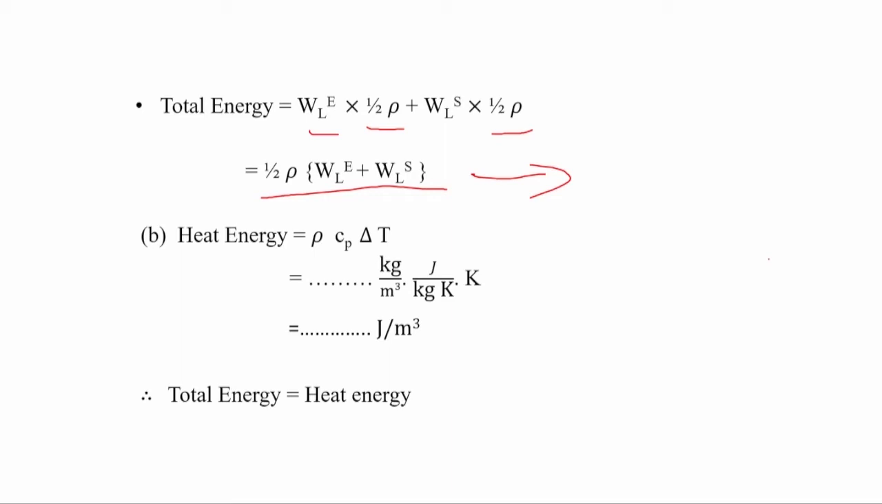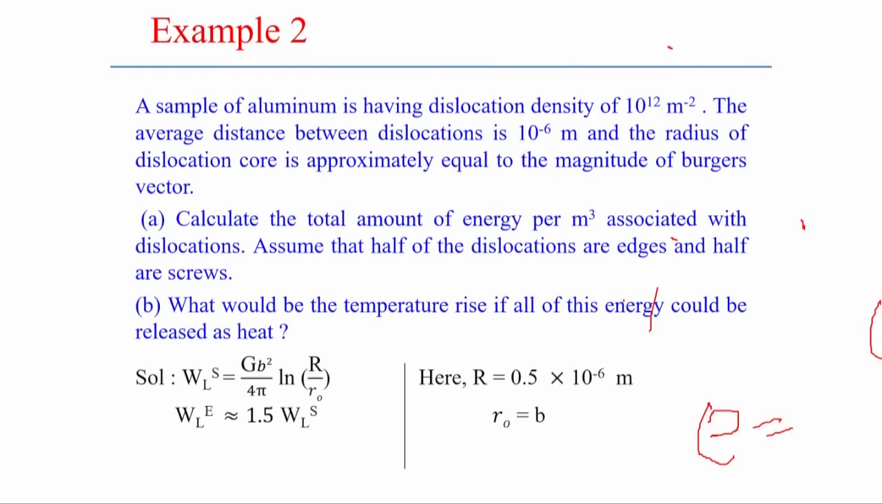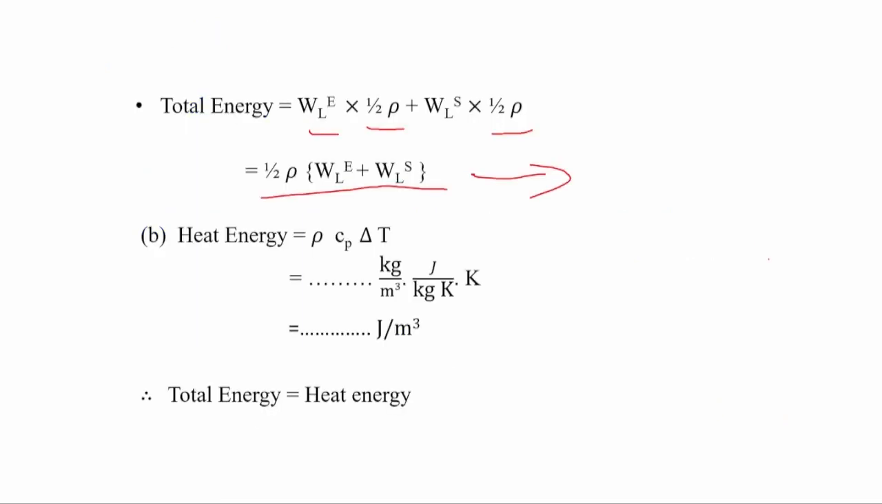The second question is: if all the dislocation energy is converted to heat energy, how can we estimate the temperature rise? If the dislocation energy is transformed to heat energy, the amount of heat energy is rho Cp delta T. This rho is not the dislocation density; it is the density of the specific material, a material property. Cp is the specific heat and delta T is the temperature rise.